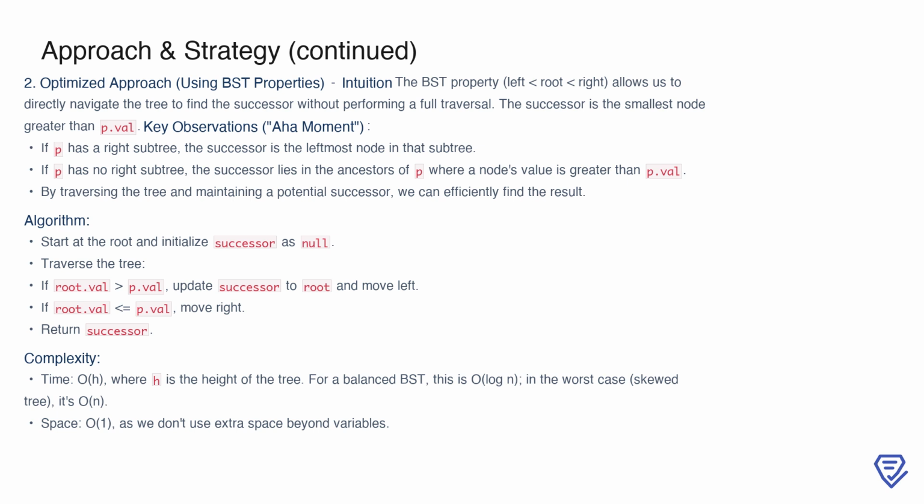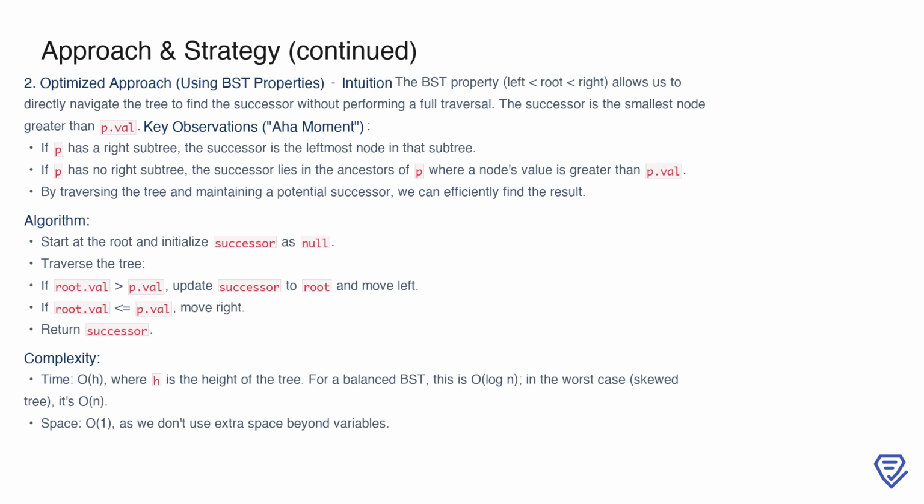Using this insight, we can traverse the tree iteratively. As we move through the tree, we maintain a variable successor to store the current best candidate. If the root's value is greater than P.val, we update the successor and move left. Otherwise, we move right. This approach efficiently narrows down the search space, and the time complexity is O(h), where h is the height of the tree.